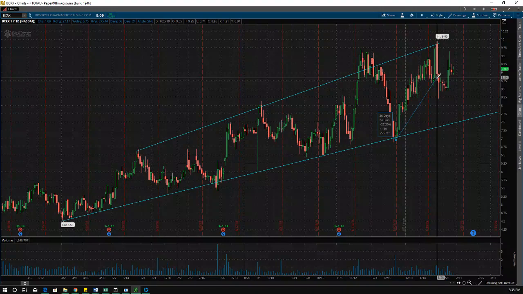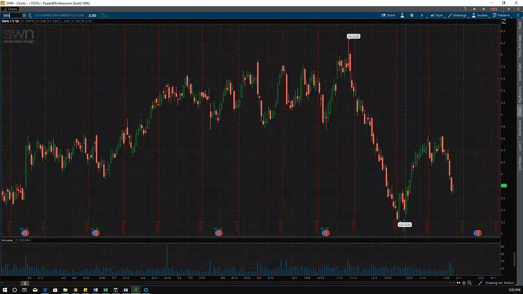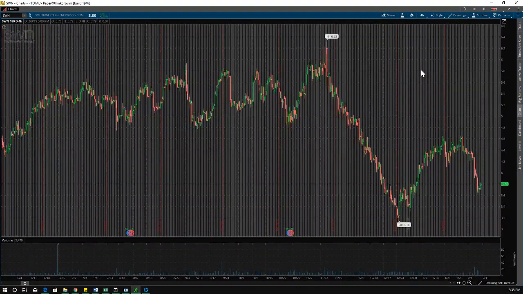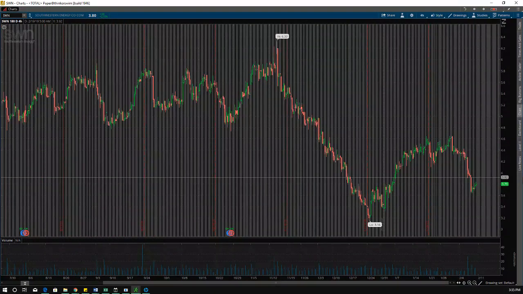So now I'm going to show you another stock. The ticker symbol is SWN. All right, here's SWN, and let's zoom in a little bit. So we're just going to focus on this part of the stock right here. And let's go ahead and draw our support and resistance levels.